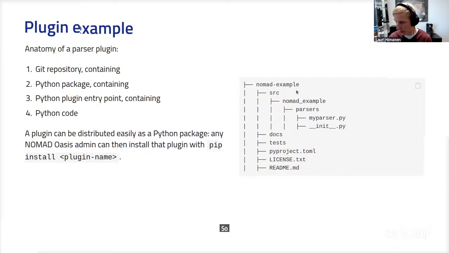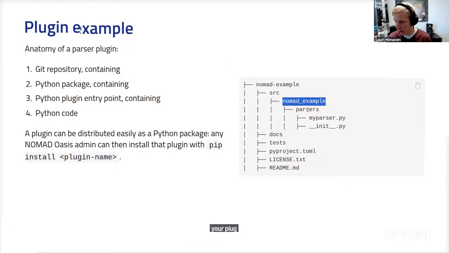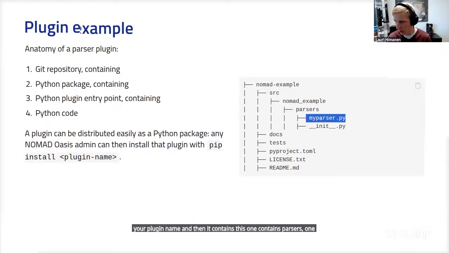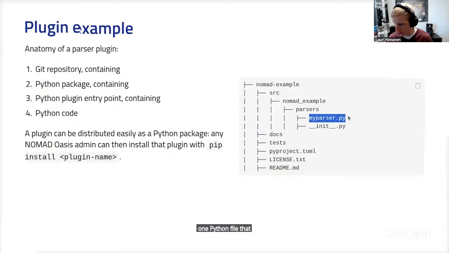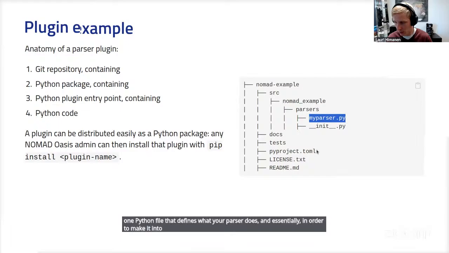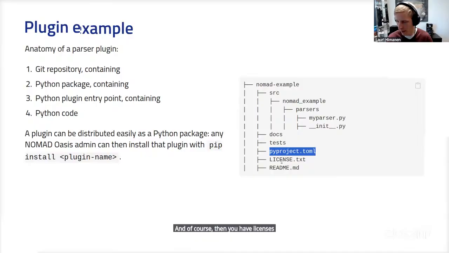So this is a typical file tree of what a plugin looks like. You start at the repository root level, and then you have your plugin name, and this one contains parsers, one of them in here. Typically it's one Python file that defines what your parser does. And in order to make it into a Python package, you need to have this pyproject.toml, which defines the dependencies of your Python package and how it gets installed. And of course, then you have licenses and so on.